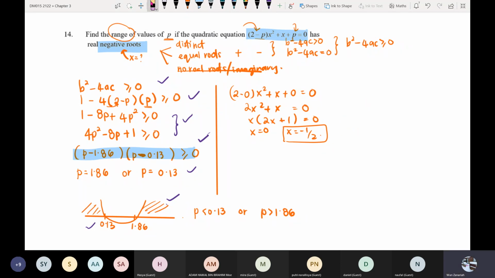I just double check the confirmation that whenever you substitute values in the range of P, you will get roots for X values. One of it must be negative. Okay, this is for you to check sahaja.